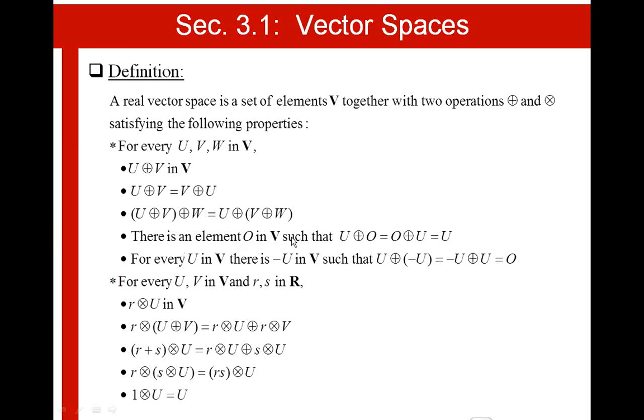There is an element 0 in the vector space V, such that u plus this element 0 is equal to the element 0 plus u, which is equal to u. And for every vector u in V, there is the negative of this vector, minus u, in V, such that u plus minus u is equal to minus u plus u, which is equal to 0. Also, for every two vectors u and v in the vector space V, and for any two real numbers r and s in R, we have r times u in V. In other words, the vector space V is closed under scalar multiplication.